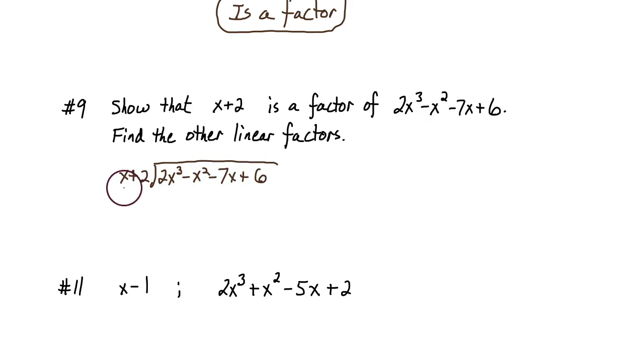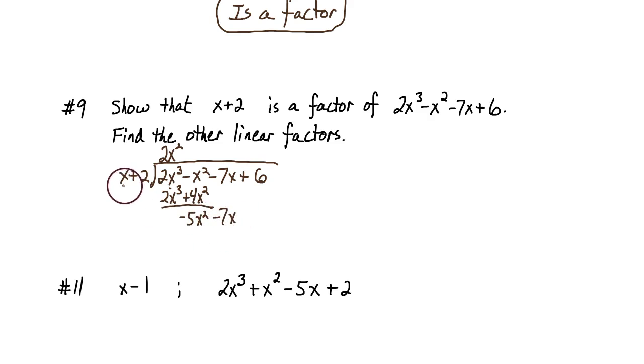Now focus on leading terms, on the x and the 2x cubed. X times 2x squared makes 2x cubed. And the 2x squared times 2 makes positive 4x squared. Now subtract. Negative 1x squared subtract 4x squared is negative 5x squared. Bring down the negative 7x.